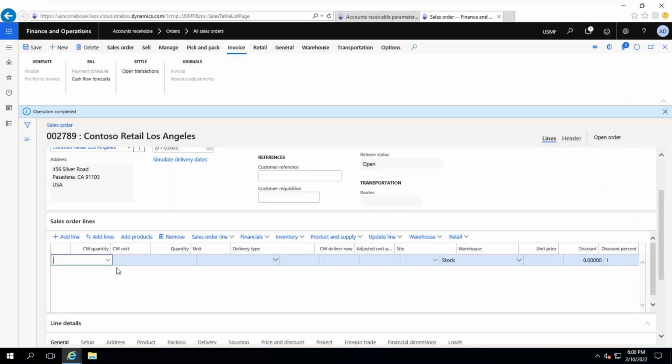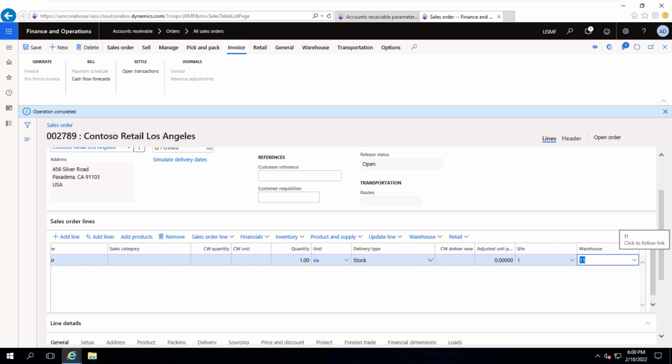Selecting the same item, 10001, that is 10,001, which we have created. Click on tab. So $80.